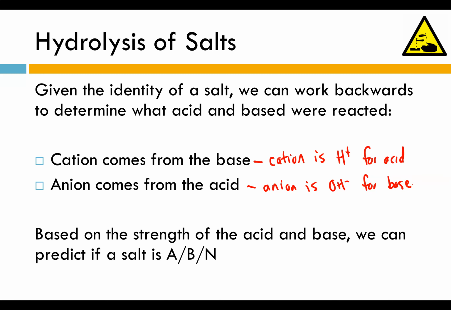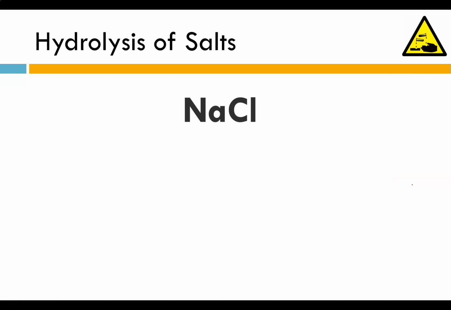So when we've got the salt, we want to work from the formula to get back to the original acid and base that must have reacted to yield that salt. And then based on the strength of the acid and the strength of the base, we can predict whether the salt is acidic, basic, or neutral. Let's look at an example together. We'll start with one that hopefully you're familiar with, NaCl.